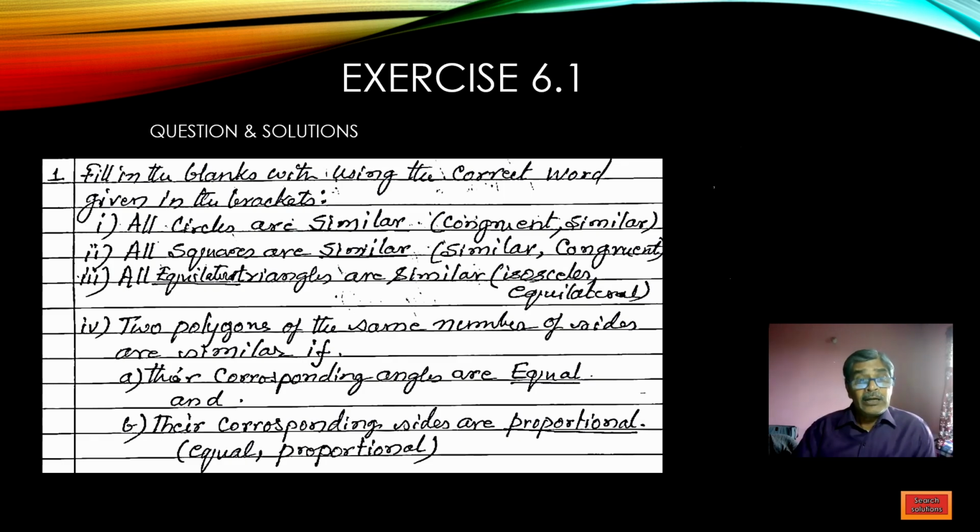First three, fill in the blank. The next one: two polygons of the same number of sides are similar if their corresponding angles are equal and their corresponding sides are proportional. That is, equal or proportional is the given choice, and we should choose proportional. I hope you have understood the concept of similarity and congruency from this first question.